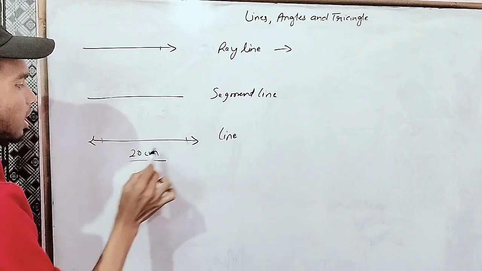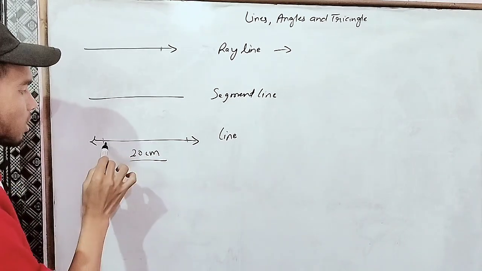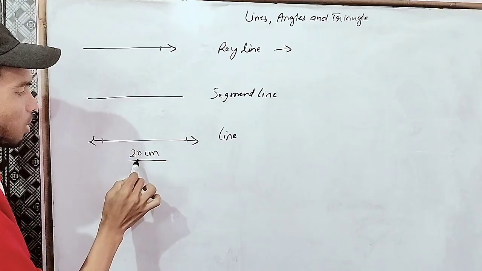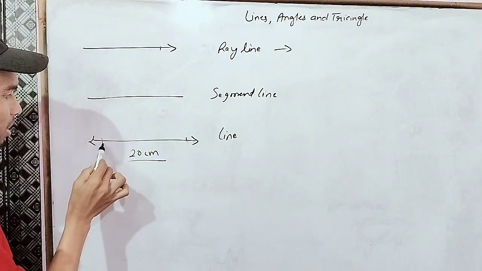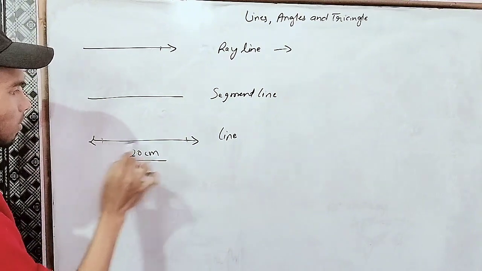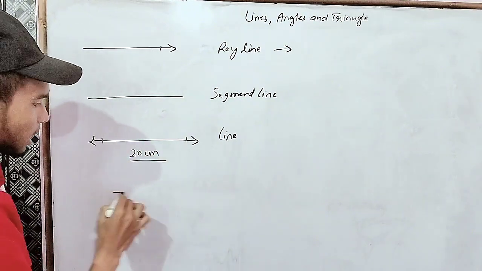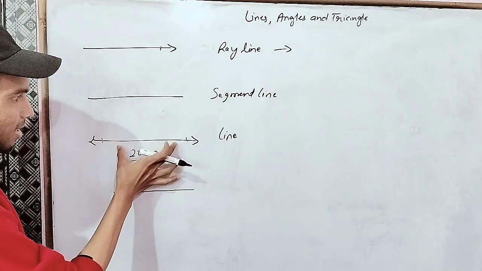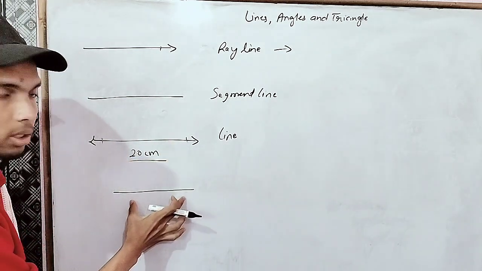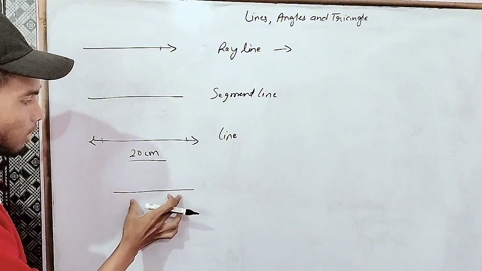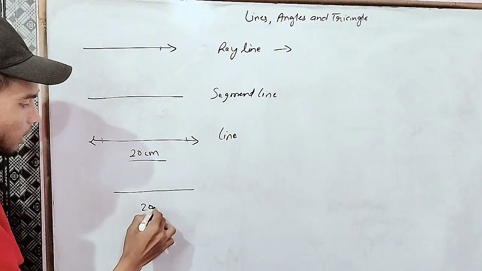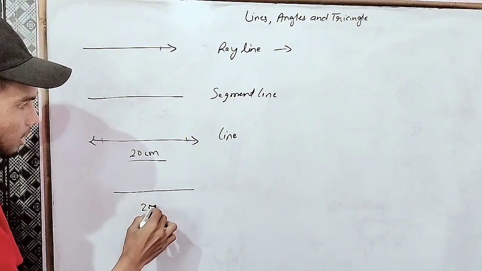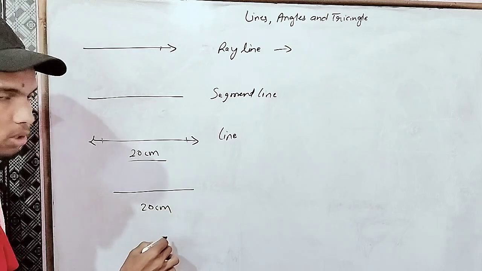Okay, from here to here, what is the distance? 20 centimeters. Now you can say we cut this line. Can we take this cut area we took here separately? We took it here, and the distance of this line is almost 20 centimeters.